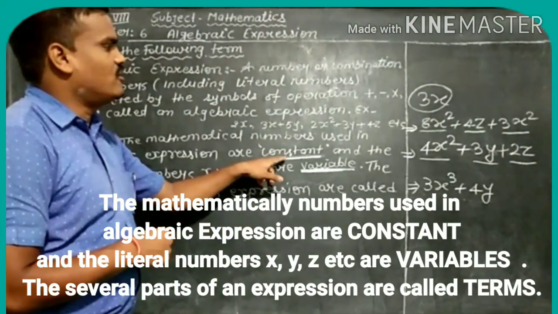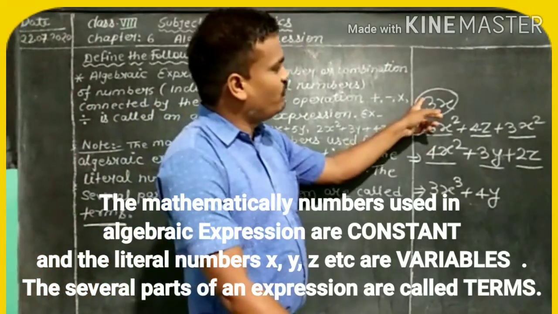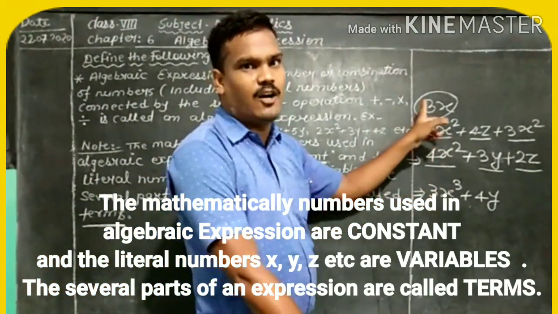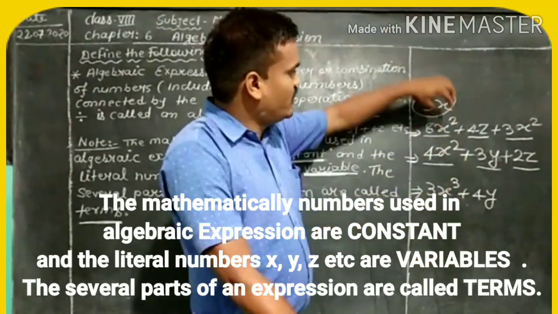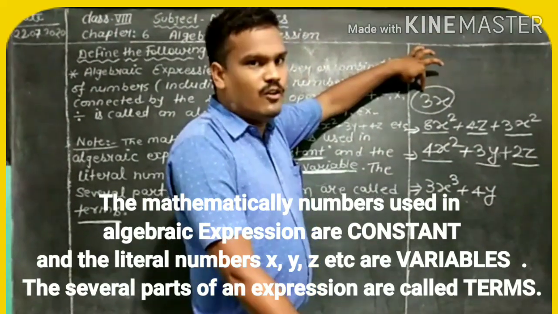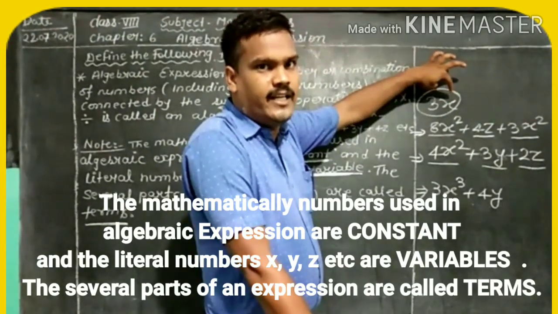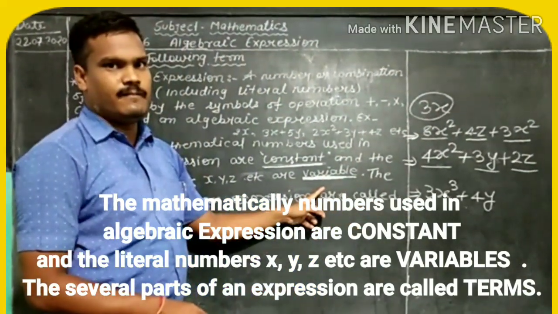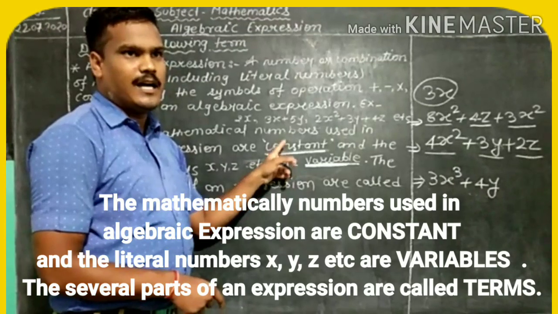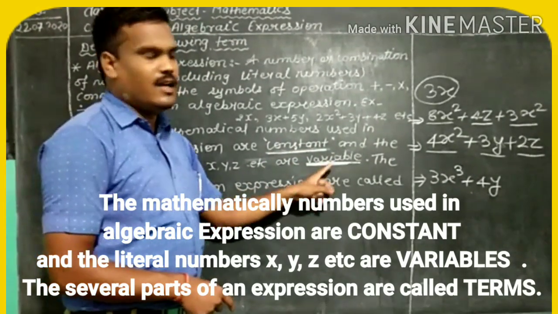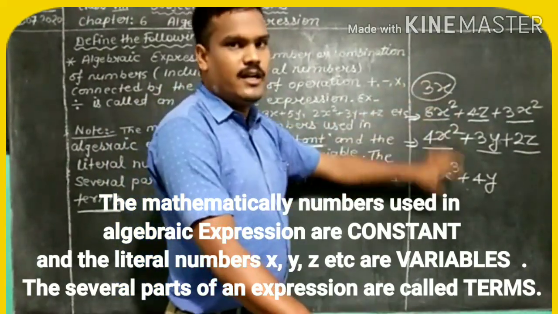And once again, constant. So what is the meaning of constant? Whatever mathematical terms you are looking at here, meaning counting numbers 1, 2, 3, these are called constants. So in this term 3 is a constant, and alphabetical numbers, that means A, B, C, D, these are called variables. Once again, mathematical terms are constants, alphabetical terms are variables, and both in combination are called terms.